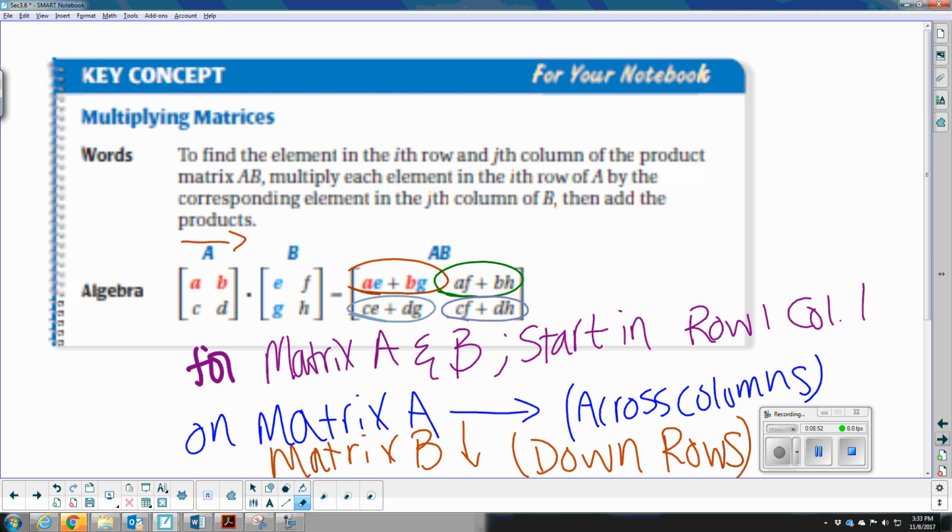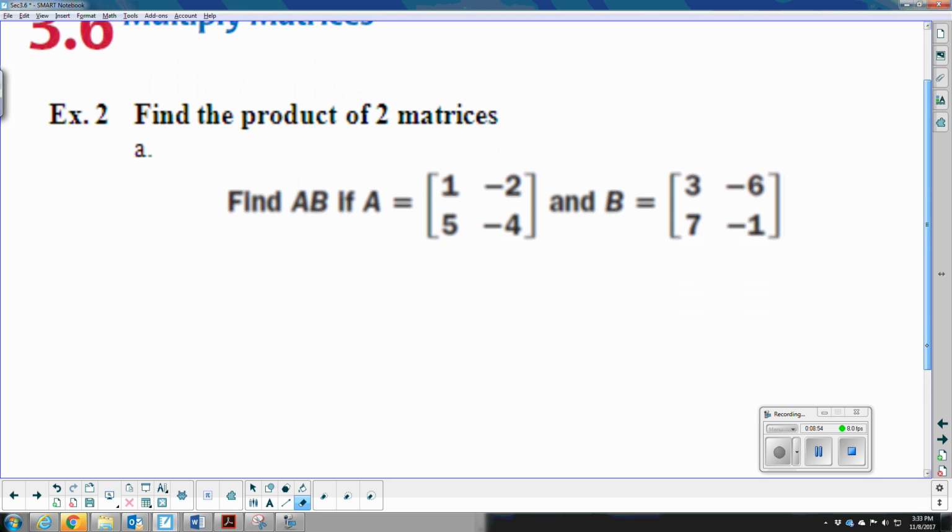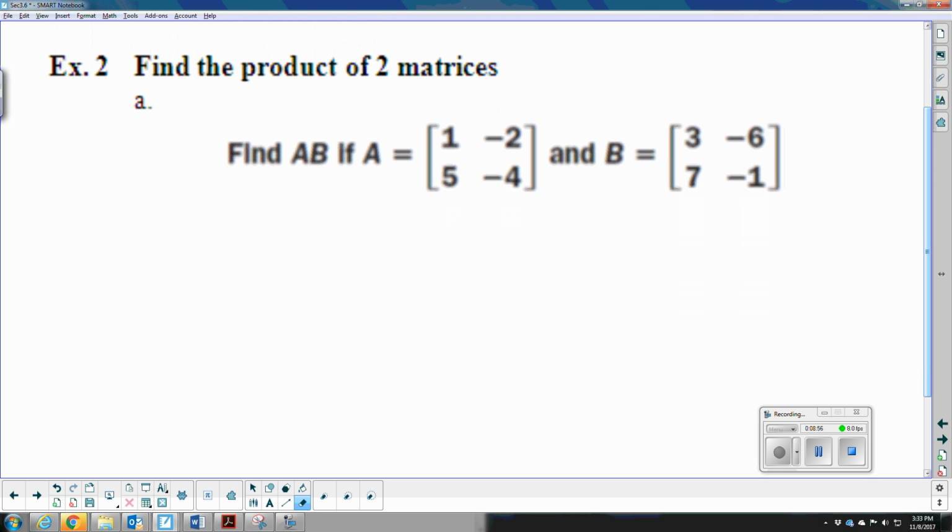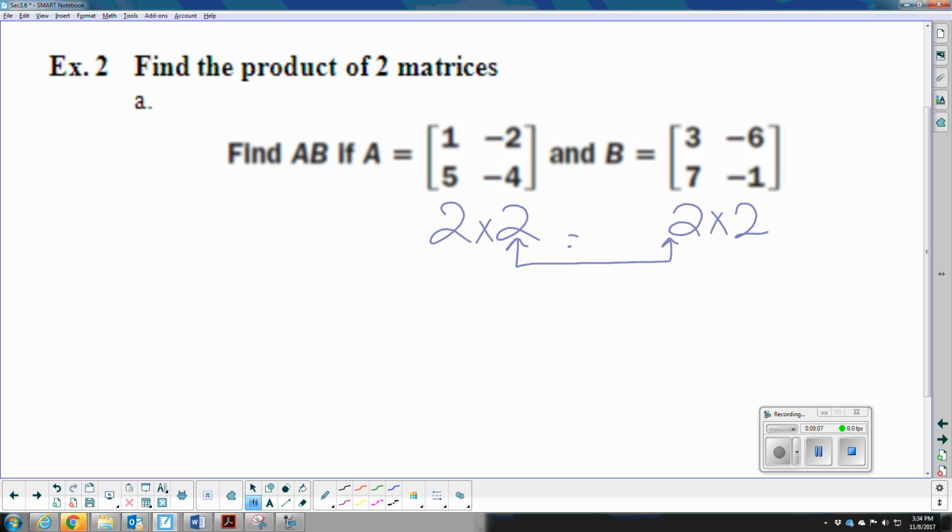So let's try one with actual numbers. It's a little bit easier to see when you're using real numbers. First question is, can we do this? So this is a 2 by 2 matrix. This is a 2 by 2 matrix. The columns in the first matrix equal the rows in the second. So we can do it. And then, secondly, to define our dimensions, we're going to end up with a 2 by 2 matrix. So AB is going to be a 2 by 2 matrix.